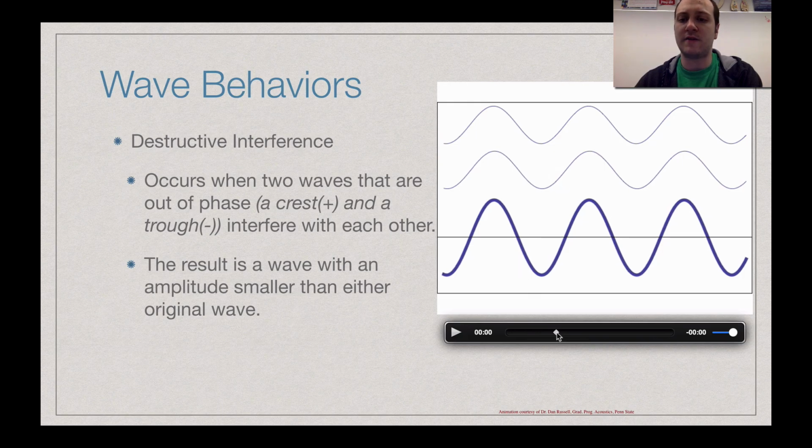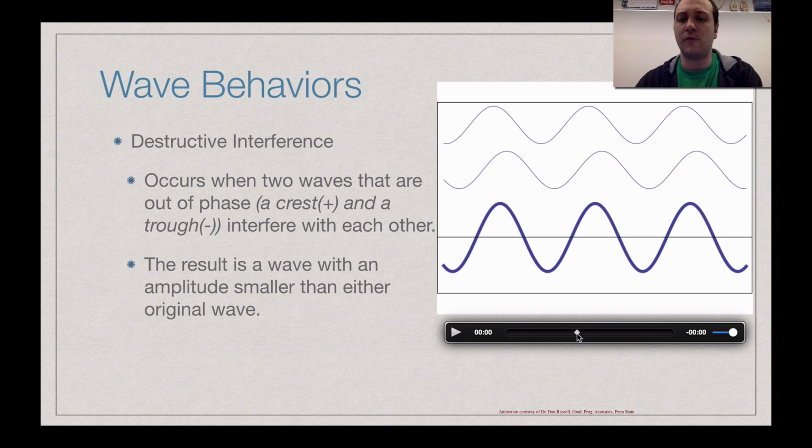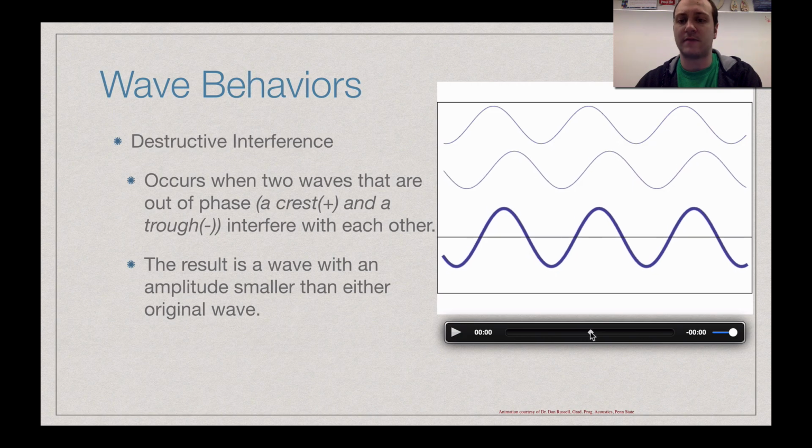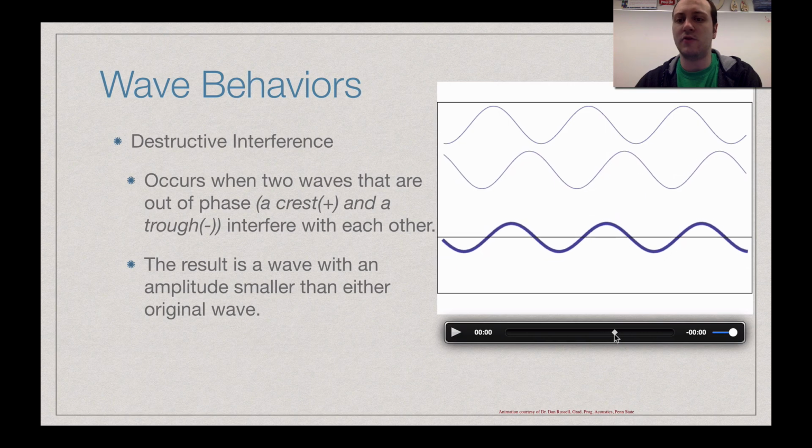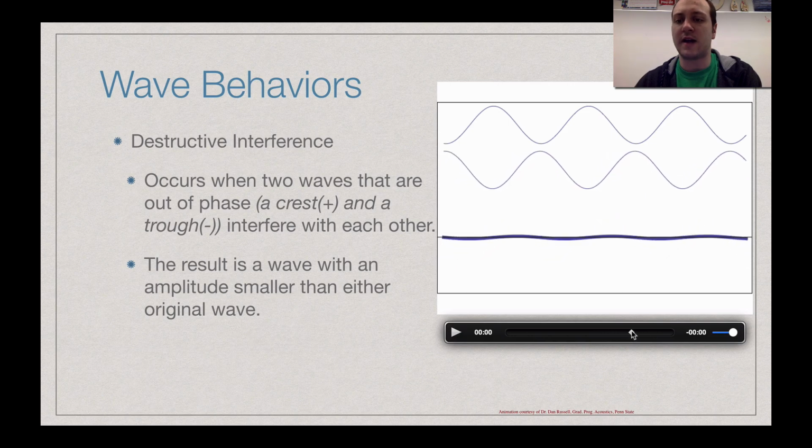As that middle wave continues to move, now we get more and more out of phase. So here, we see that we're out of phase, so our net wave, our resultant wave, is smaller. This wave continues to move, and eventually we get as perfectly out of phase as the simulation will let us get.